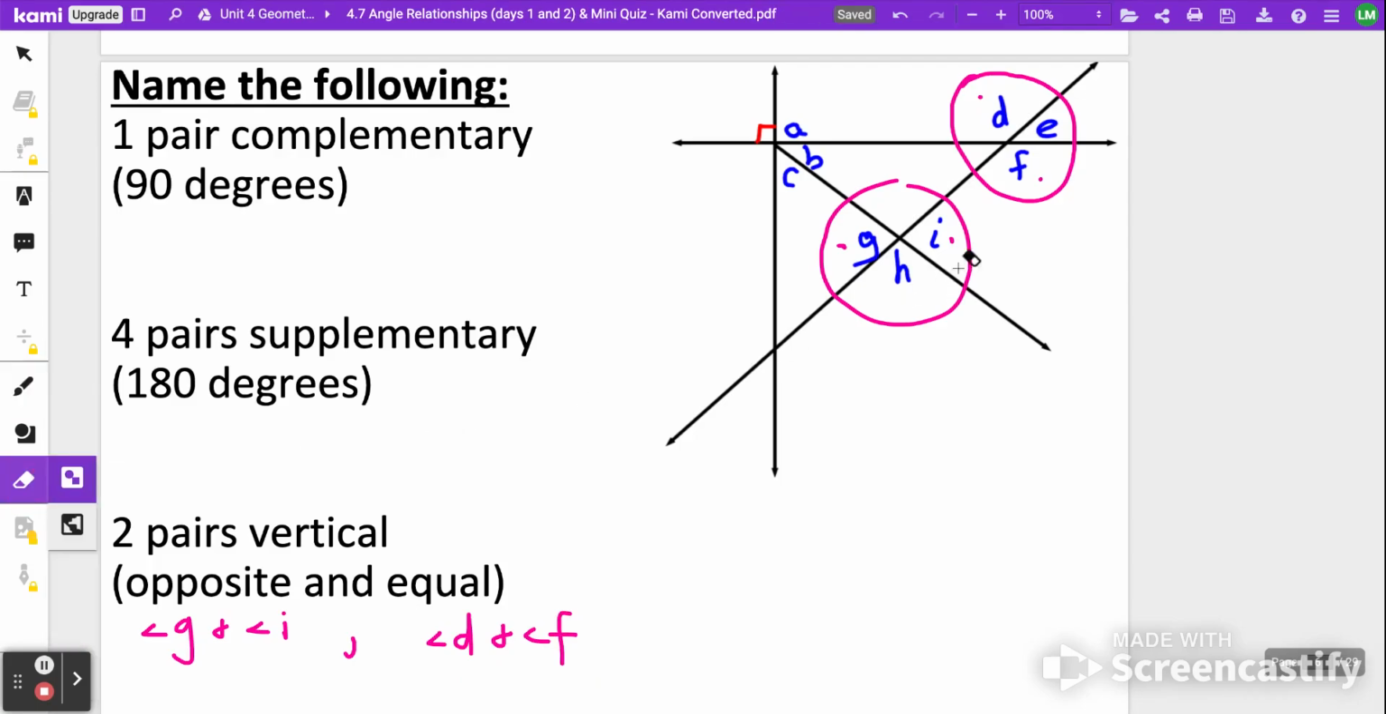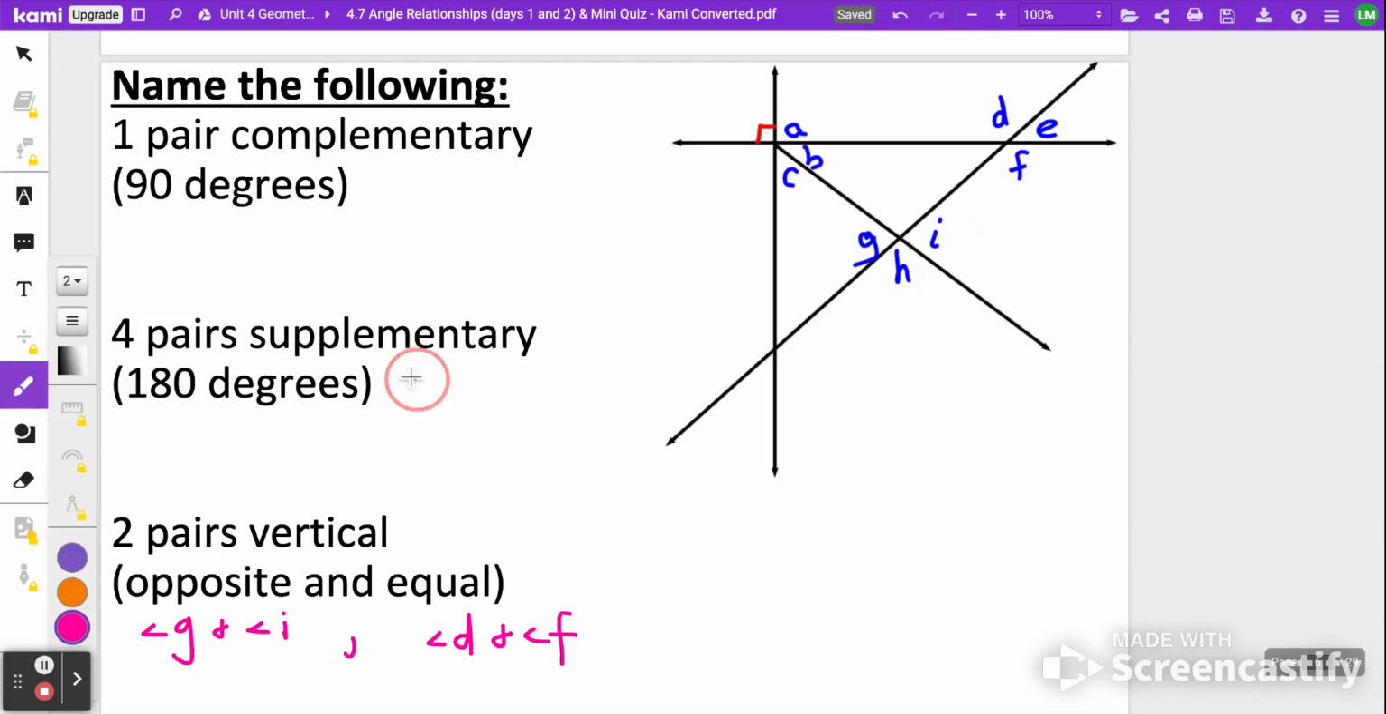Okay, let's go on and look at the supplementary angles. Remember, supplementary angles have to be forming 180 degrees. So let's go ahead and look to see where we can find that. 180 degrees means a straight line. So some of these you might have to tilt your head to the side. For example, D and E are forming a straight line. That is one pair. So pair 1 would be angle D and angle E.